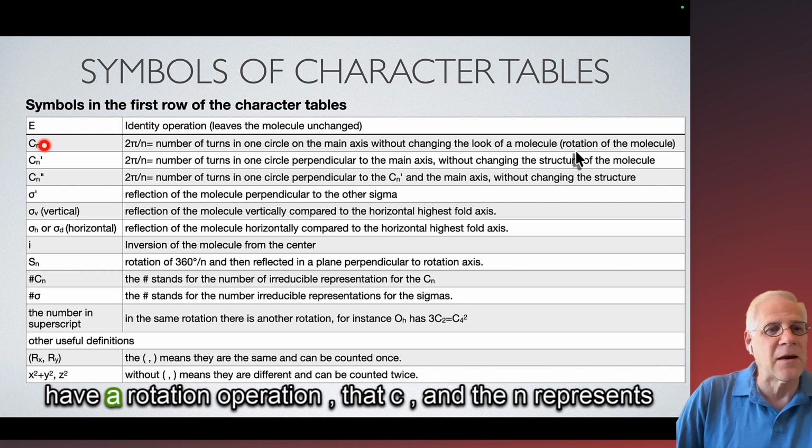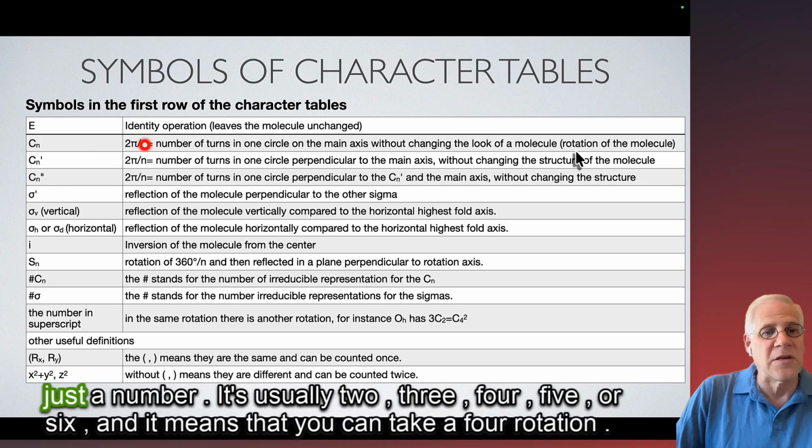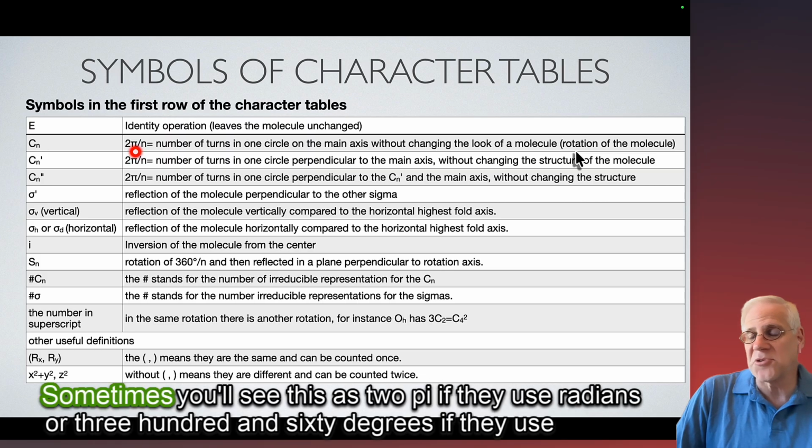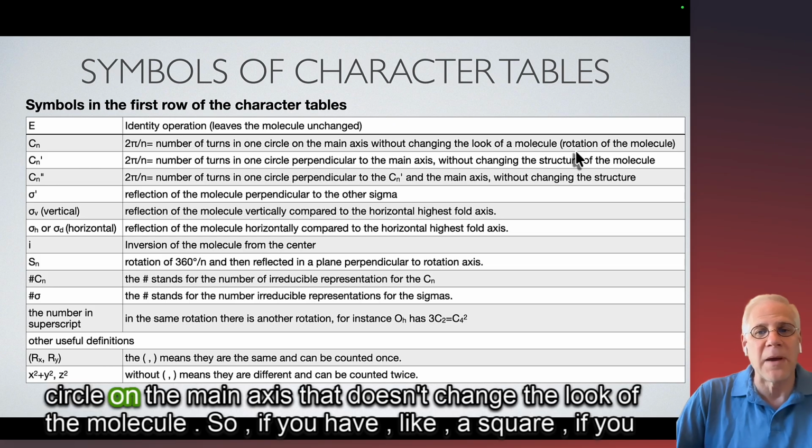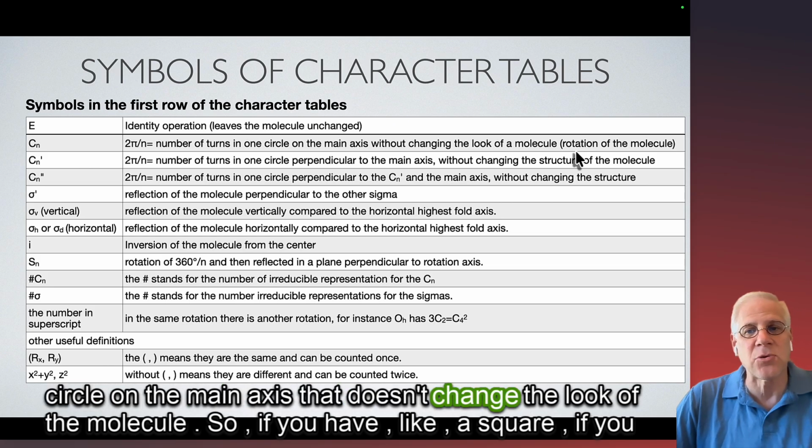Some things have a rotation operation, that's C, and the n represents just a number. It's usually 2, 3, 4, 5, or 6. And it means that you can take a full rotation. Sometimes you'll see this as 2 pi if they use radians, or 360 degrees if they use degrees. We see that down here. But you have a full turn divided by n. So this is the number of turns in one circle on the main axis that doesn't change the look of the molecule.